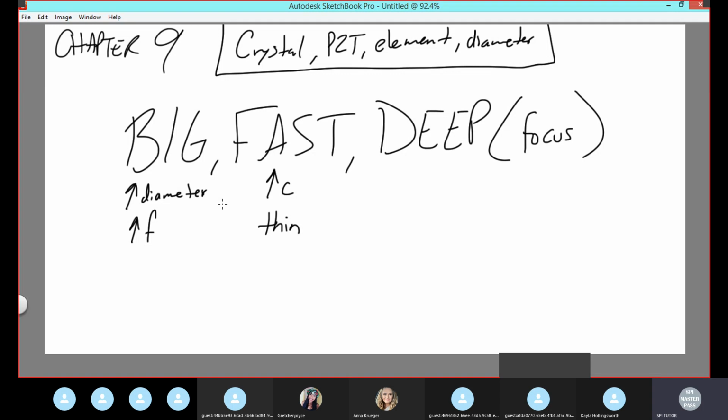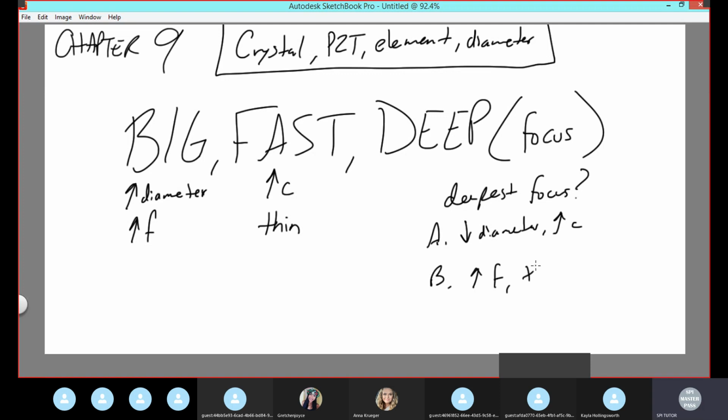If you're asked a question on this, they'll just compare. They'll compare crystals. Like they can ask you which crystal will have the deepest focus. That could be the question. And let's just do two examples. In A, they can say you have a small diameter crystal with a high propagation speed. And in B, they say you have a high frequency with a thin crystal.